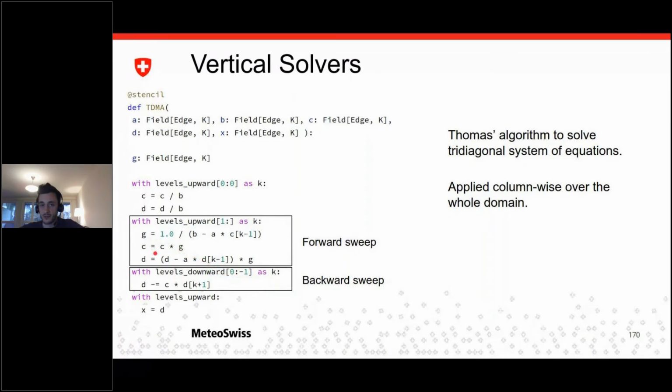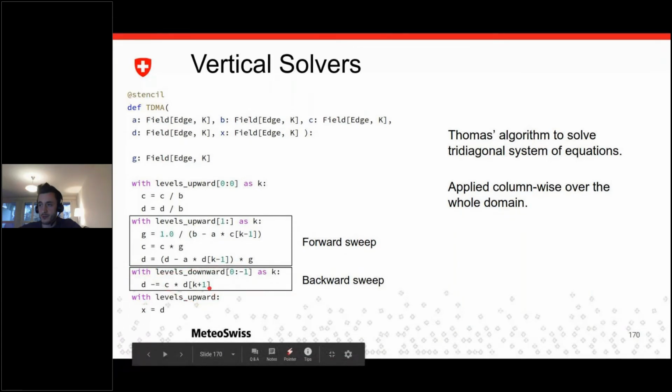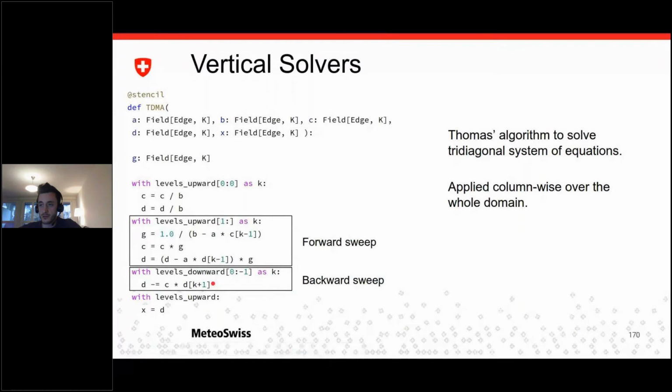And maybe a pattern that you should notice here is that, for example, C depends on C at the level below. So the only dependency is a loop-carried one. You are going upward, but you're looking at the level below. And the same for D. While if you do the opposite, you go downward, you are looking only at the level above.